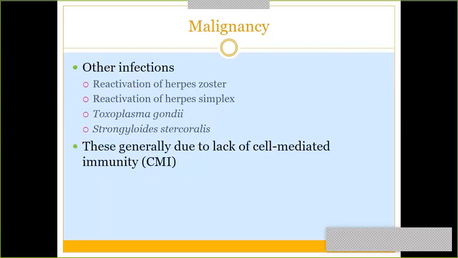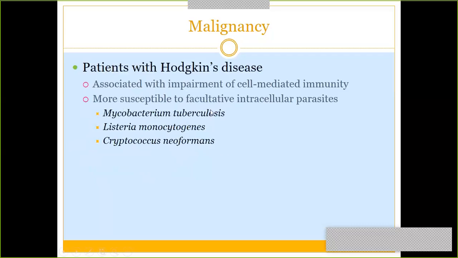All right, other infections that go with malignancy are different viruses and parasites. You have herpes, Toxoplasma gondii, Strongyloides, all found here with malignancy. And then Hodgkin's. Patients specifically with Hodgkin's disease are susceptible to different types of parasites. I know these first two are more bacteria, but they can act like intracellular parasites at times. They're harder to get rid of. So tuberculosis, Listeria. And then you do have a yeast here, Cryptococcus neoformans.